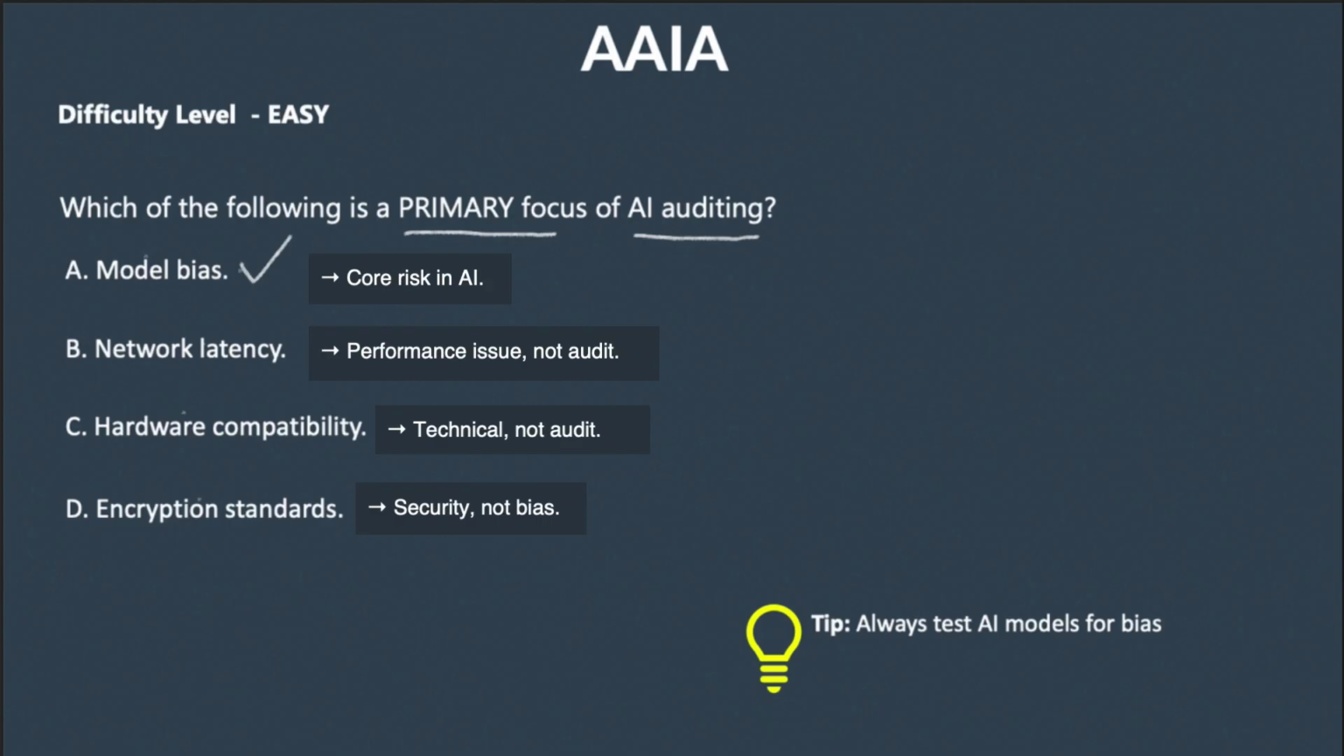Here's a tip for you. Always test AI models for bias. I once flagged bias in a recruitment AI that rejected qualified candidates unfairly. The AI auto-rejected the candidates from a particular gender more than the other genders.